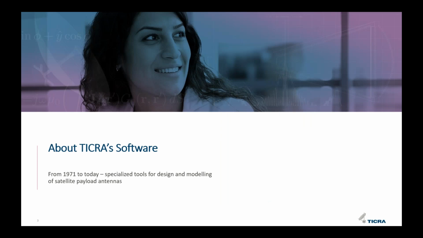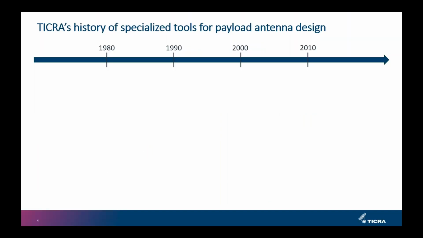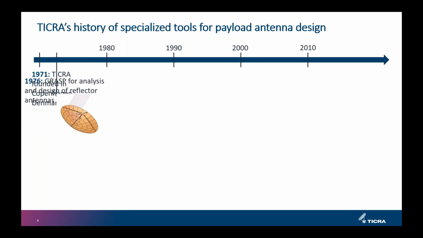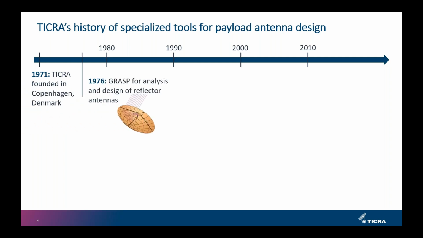So a brief overview of TICRA software. TICRA was founded back in 1971 in Copenhagen in Denmark because the European Space Agency needed someone who could set up reflector antenna analysis and provide this as a service to the European Space Agency. This led to us in 1976 releasing the first version of GRASP, which is a specialized tool for exactly this purpose, design and analysis of reflector antennas.